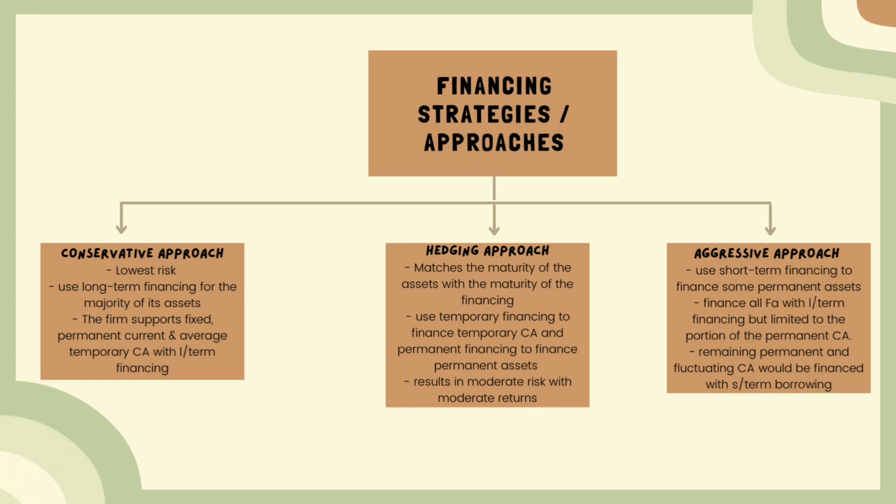And lastly, the aggressive approach. It uses short-term financing to finance some permanent assets. It finances all fixed assets with long-term financing, but limited to the portion of the permanent current assets only. The remaining permanent and fluctuating current assets will be financed with short-term borrowing.